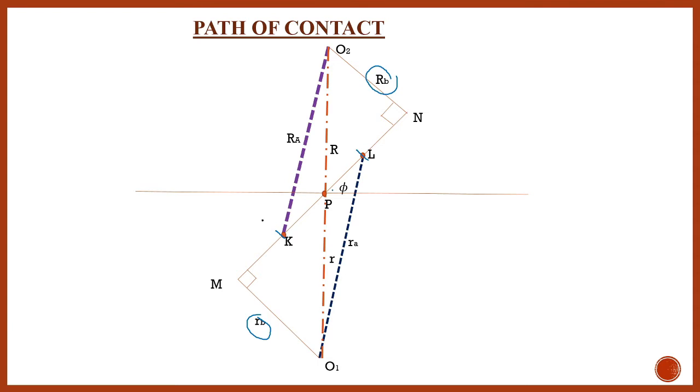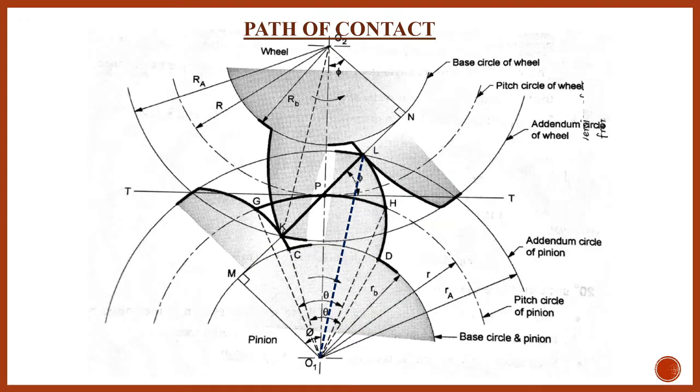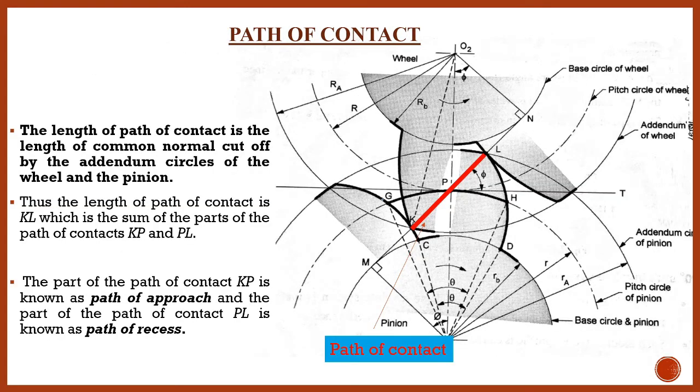The total distance traveled, KL, is called the path of contact. This is the pressure angle. And GH is called the arc of contact. We already studied this part. The length of path of contact is the length of common normal cut off by the addendum circles. The common normal cut by this addendum circle, this total distance is called the path of contact. KP is the path of approach, PL is the path of recess.